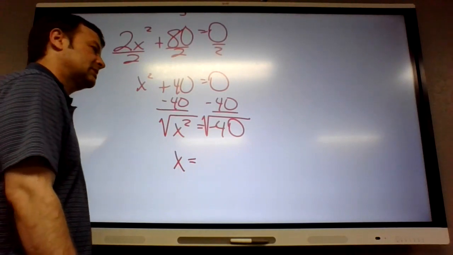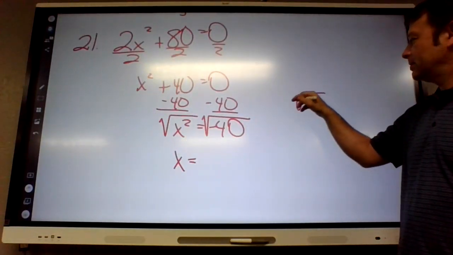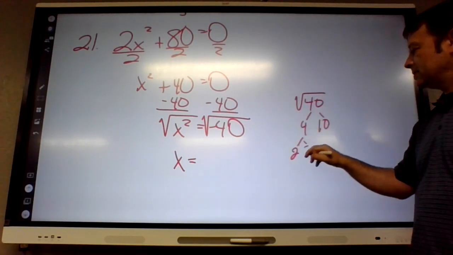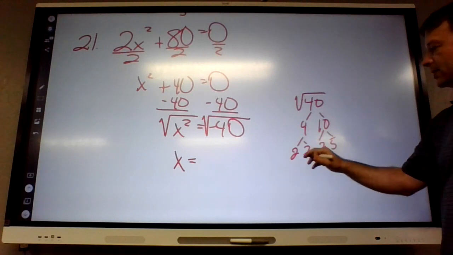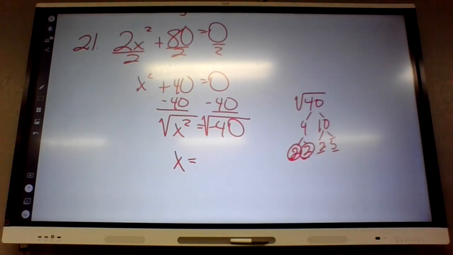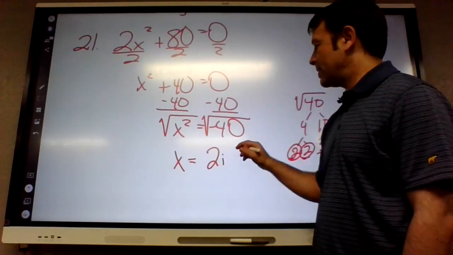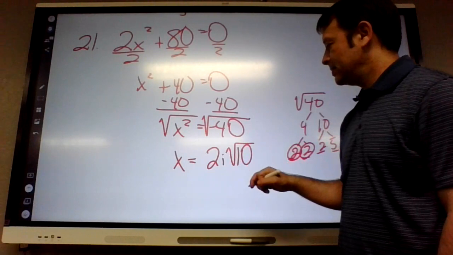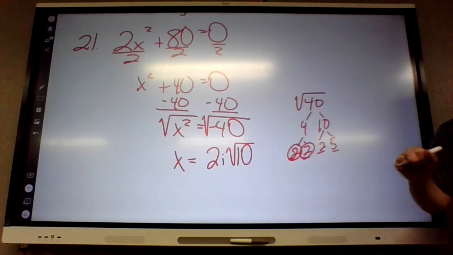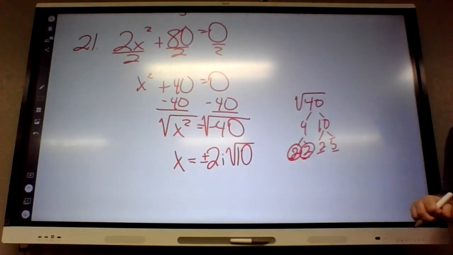It's gonna have to have an i. 40 is going to come out as 2 square root of 10. So it's 2i square root of 10. What did I do wrong? Plus or minus.